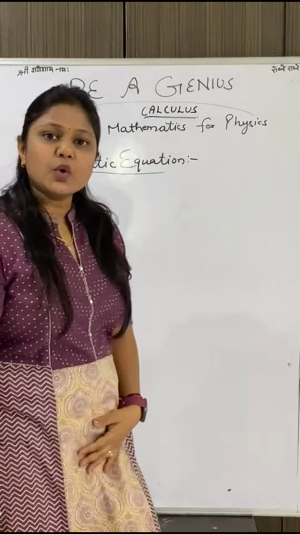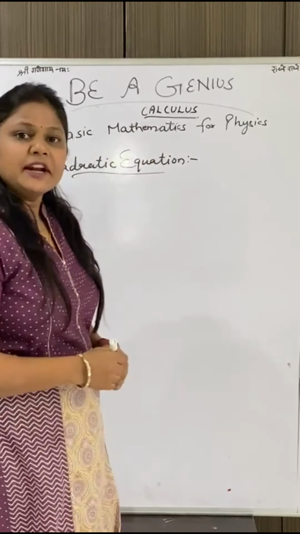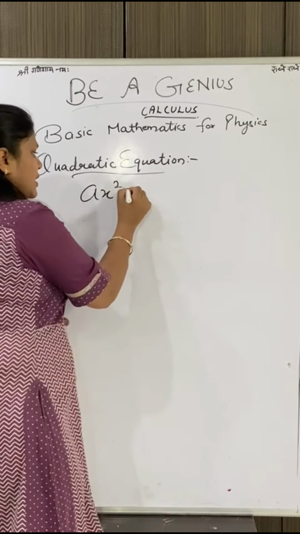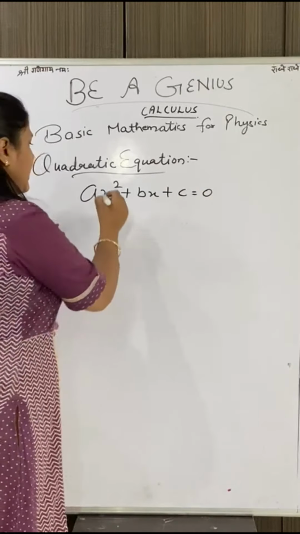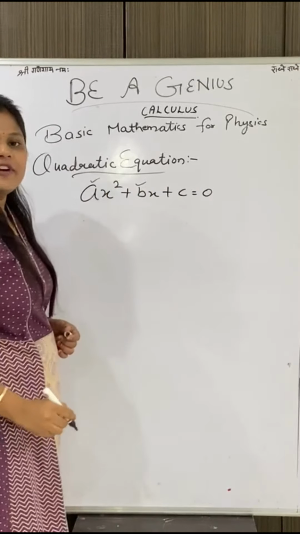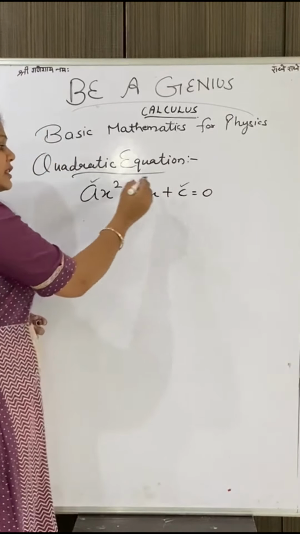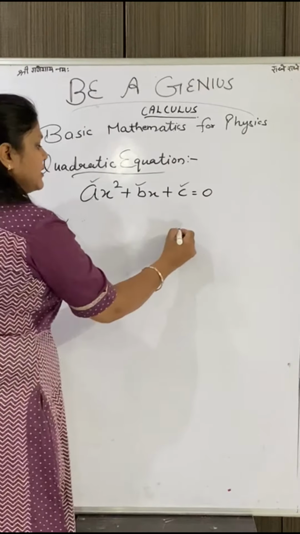What is a quadratic equation? A quadratic equation has degree 2, meaning the highest power of x is 2. The standard quadratic equation is ax square plus bx plus c equals 0, where a and b are the coefficients of x and c is the constant term. When we solve this equation, we have two roots, alpha and beta.